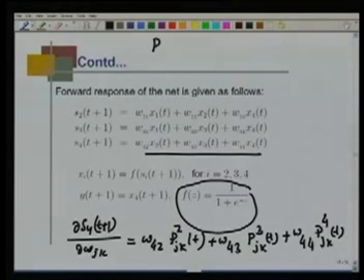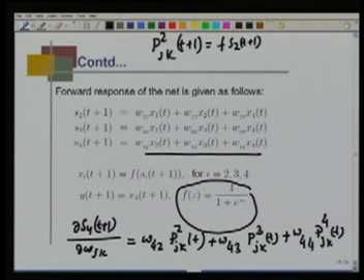if I write P2JK t plus 1 will be f of S2 t plus 1, derivative of that, that is S2 x4 x2 t plus 1 into 1 minus x2 t plus 1 into, you can easily see that I have to differentiate now this particular term with respect to JK.